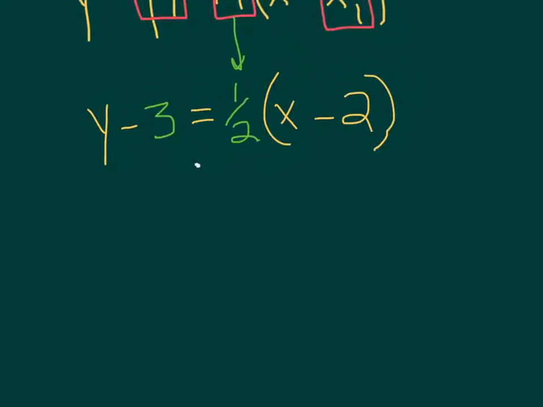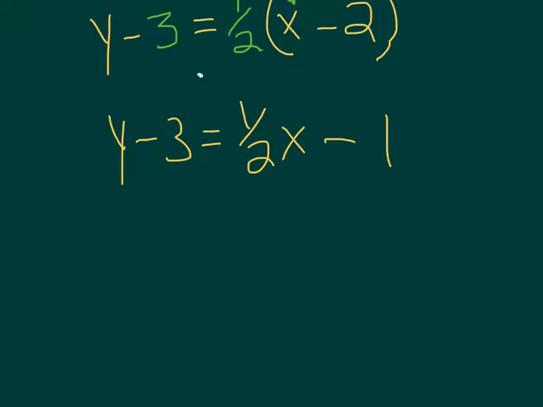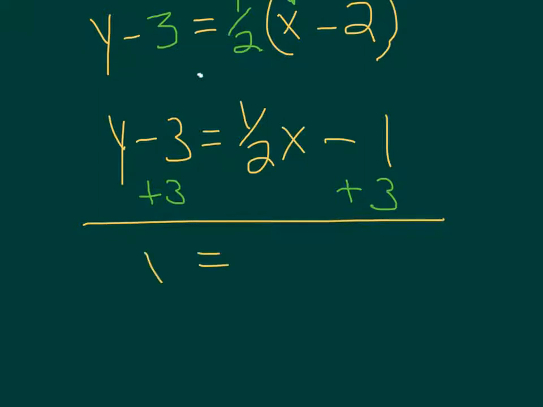Then we're just solving this. Going to distribute that 1/2. So we've got y minus 3 equals 1/2 times x. And then 1/2 times negative 2. Our sign's going to be negative. And half of 2 is pretty simple. Half of 2 is just 1. Add 3 to both sides in order to get the y by itself. Bring down the equals. Y equals 1/2 x, and then negative 1 plus 3, positive 2.